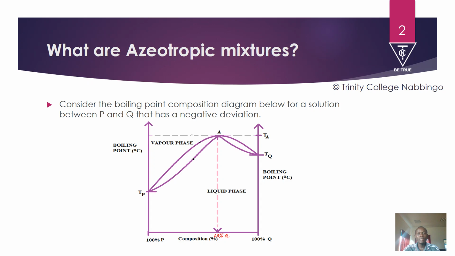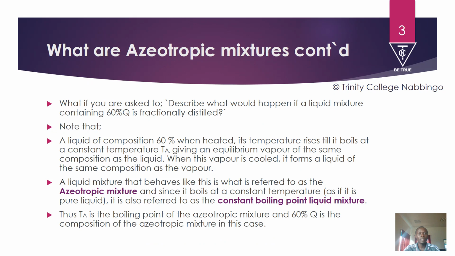So that means that when we have the azeotropic mixture, the composition of the liquid mixture and the composition of the vapor are always the same. And therefore, since the azeotropic mixture has no tendency to eliminate one of the components, it may not be easy to separate using traditional fractional distillation. So you may be posed with a question: describe what would happen if a liquid mixture containing 60% Q is fractionally distilled.